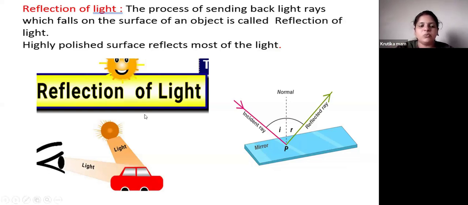So you are able to see two figures there. In the first figure, you are able to see the sun's radiations falling on the car, and then the light is coming back to the eye and you are able to see that car. This is because of the reflection of light. In the second figure also you are able to see something. Look at what you can see in the second figure. You are able to see a pink line.